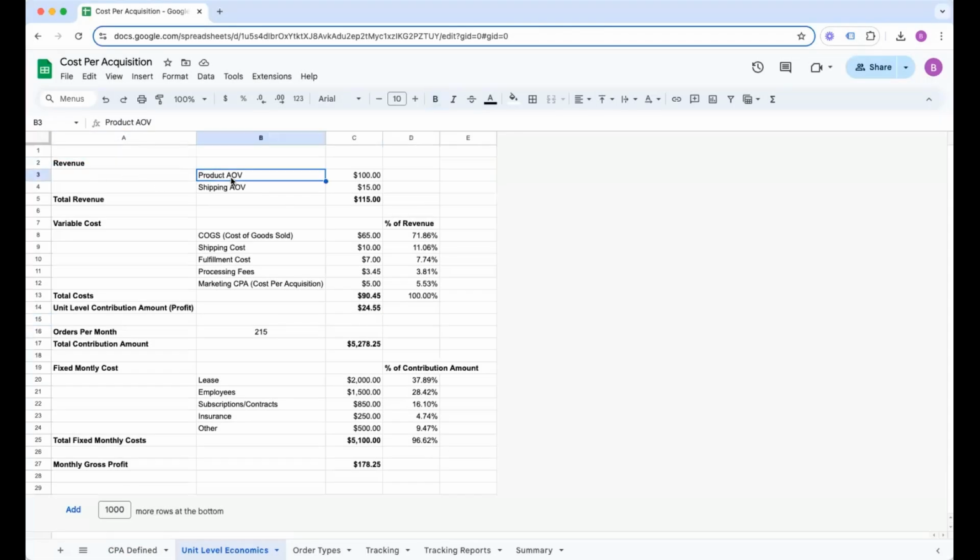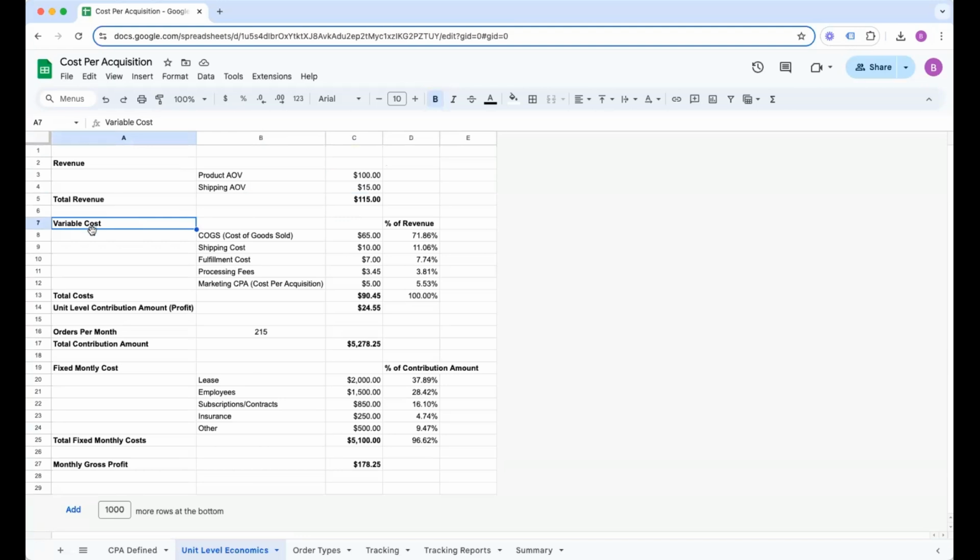It starts with revenue, and we're talking about just some averages here. So if you have a product average order value of say $100, maybe shipping is around $15. In general, maybe $115 is what you're seeing coming through. Again, it could be the whole business, could be any particular channel that you're analyzing, but we're just making a model here to work through.